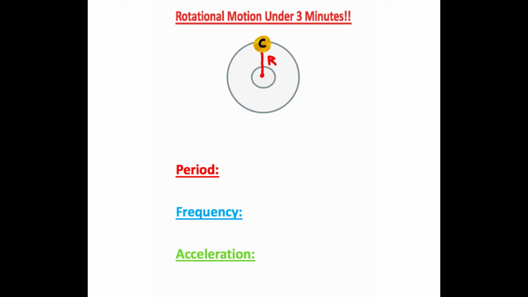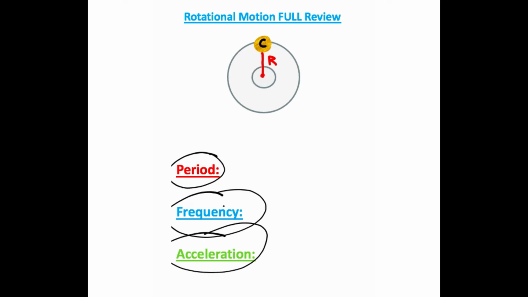So we're going to do a full review on rotational motion. And we have a coin right here, and it's glued down to this spinning wheel. Now what we want to calculate is the period, the frequency, and the acceleration of this coin.